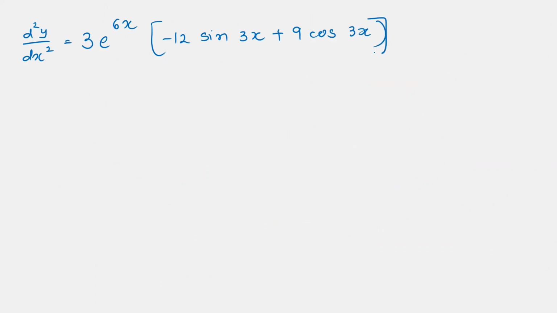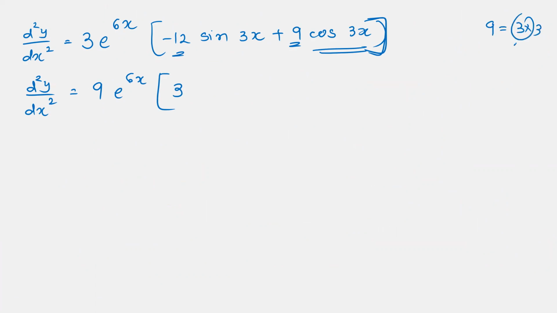I can take something common. 9 and 12, 3 is common. So d2y by dx2, 3 is common. That means 3 3s are 9, e to the power 6x. And I am writing the positive number first. So 9 means already 3 is out. What remains? 3 remains. So that is why 3 cos 3x. Here, minus sign first of all. Minus 12 means already 3 is out, so 4 remains. 4 sin 3x.